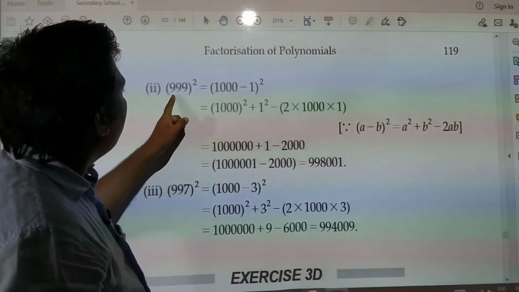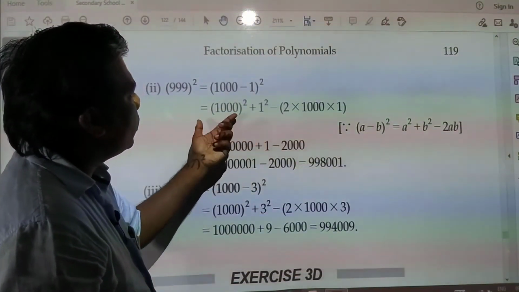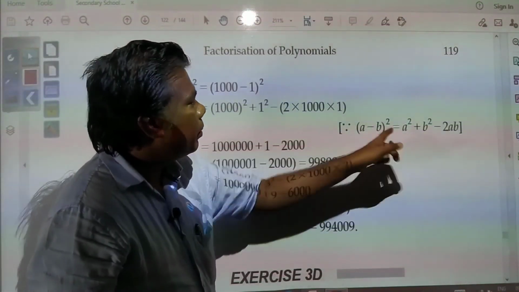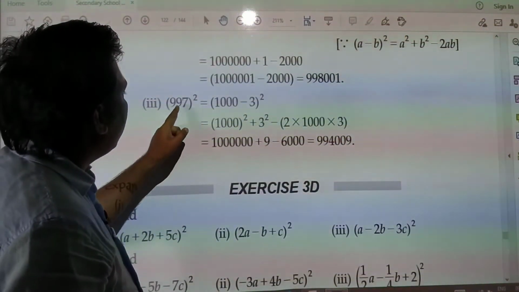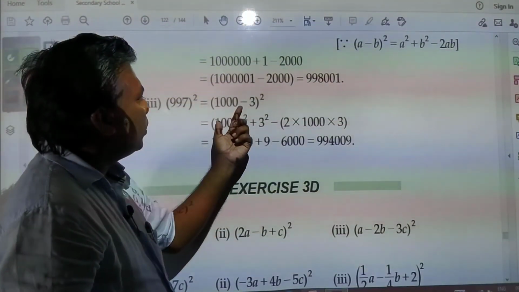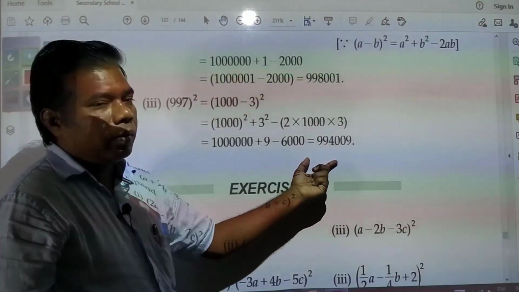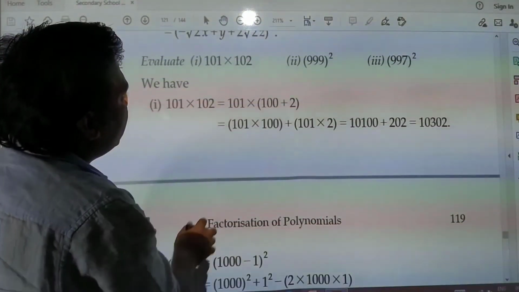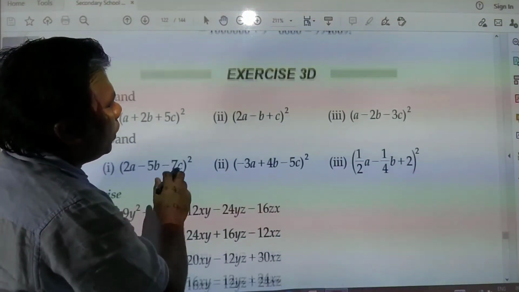Here 999² can be written as (1000 − 1)². So it can be written with the formula a² + b² − 2ab, and it has been simplified. Since 997 again can be written as (1000 − 3)², this will be (a − b)² and can be evaluated. So in this way I think these examples are so easy, you have understood.